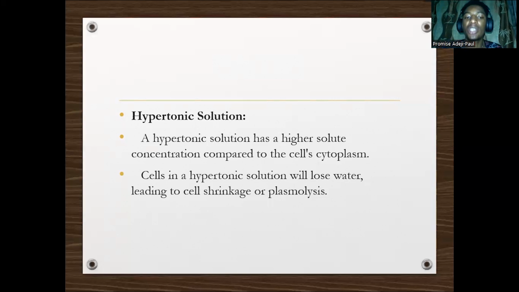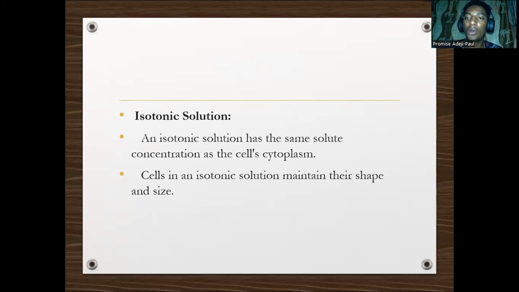Inside the cell, outside the cell. So cells in a hypertonic solution what? Lose water. That leads to what? Shrinkage, they become smaller, or what we call it what? Plasmolysis. So it's very easy to understand. You just have to calm down and understand. You don't have to cram it. Just calm down and understand it.